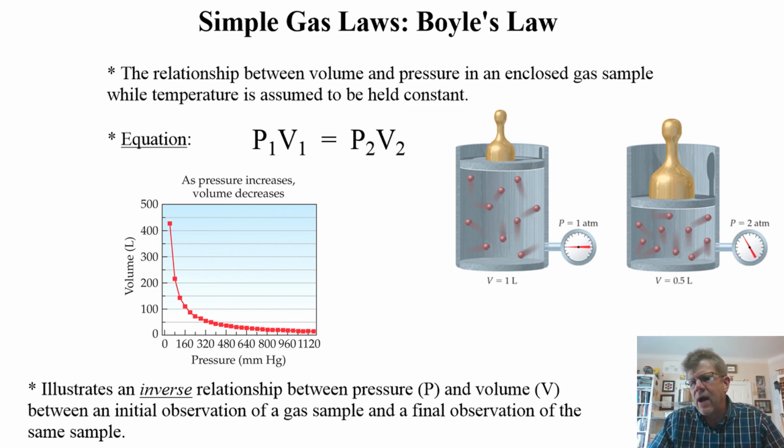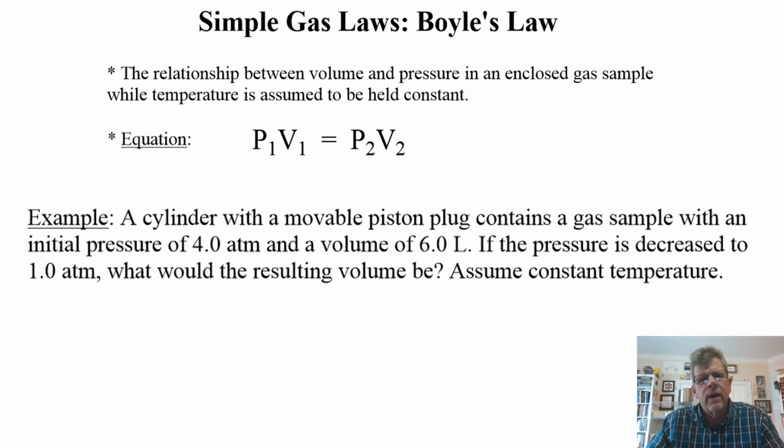So how do we work with this? Well, we are presented with a word problem, and let's take a look at that. Here's an example. A cylinder with a movable piston plug, just like we saw before, contains a gas sample with an initial pressure of 4 atmospheres and a volume of 6 liters. If the pressure is then decreased to 1 atmosphere, what would the resulting volume be?